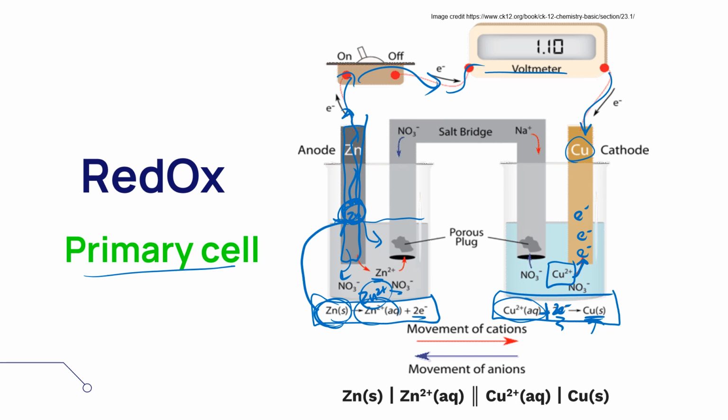Super cool thing about copper metal, it's not soluble the way that copper ions are. And so this copper ion, when it gets those electrons, is going to be deposited upon this piece of copper. Super cool, right?